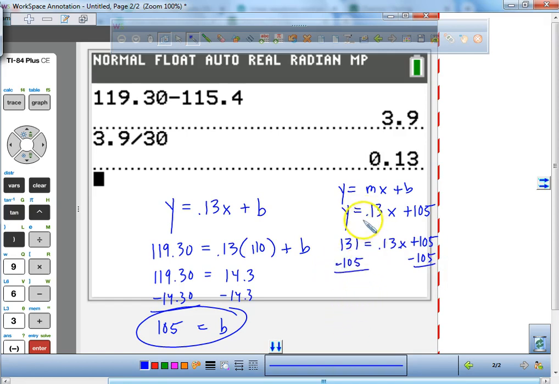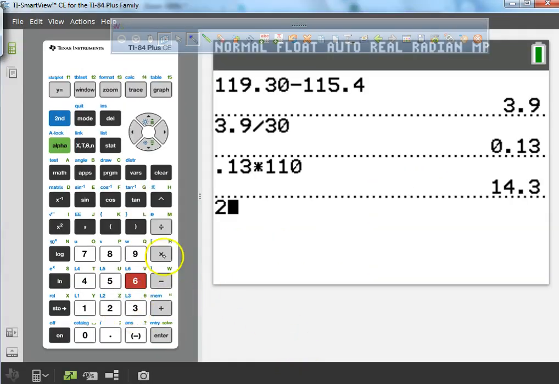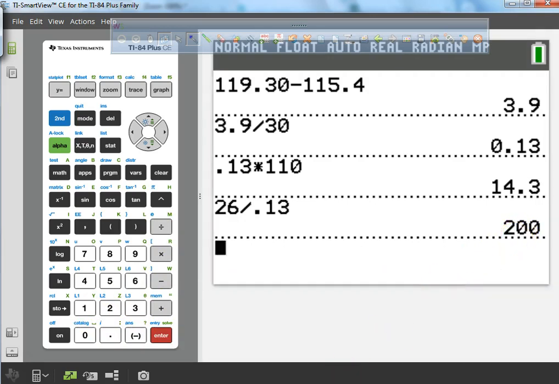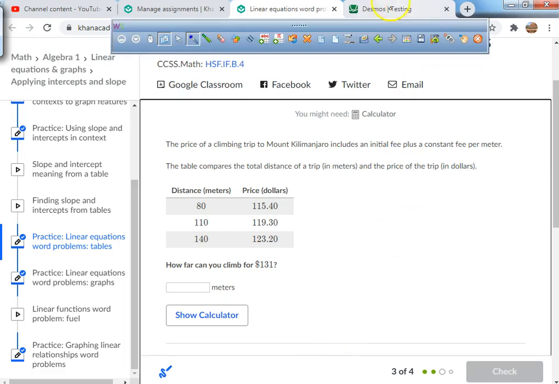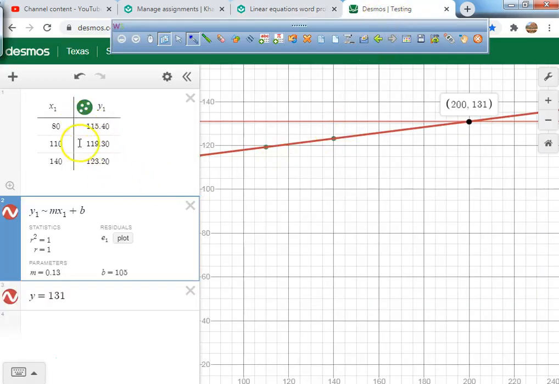All right, and you get a total of 26 equals 0.13x, and then you just divide both sides by 0.13. So 26 divided by 0.13 is 200. Now, that's just doing it by hand, but you have access to Desmos, which means you can create the table, find your line, and put y equals 131 and see where the two lines meet, which is 200.